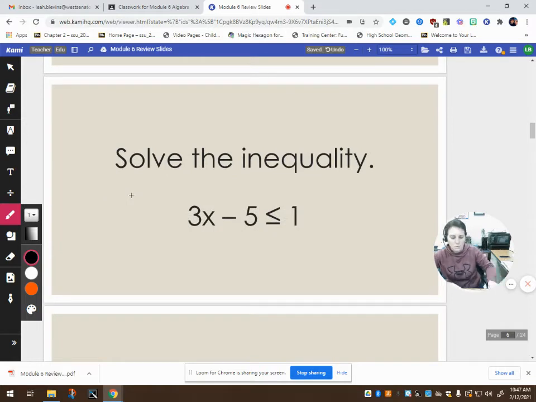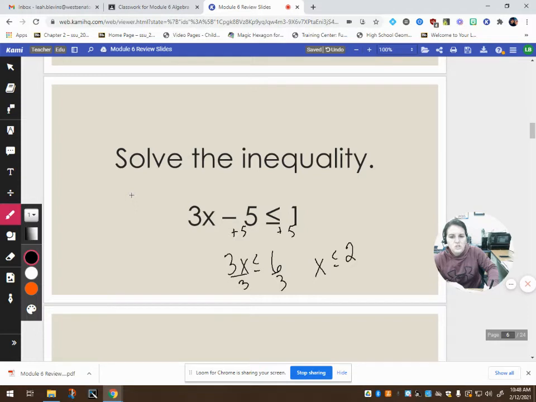Now we've got to do a little bit of work. Not too bad though, right? We're going to add 5 to both sides, and I get 3x is less than or equal to 6. Okay, we ask ourselves, what's being done here? This is 3 times x. So to undo that multiplication, I'm going to divide both sides by 3, and I get x is less than or equal to 2.